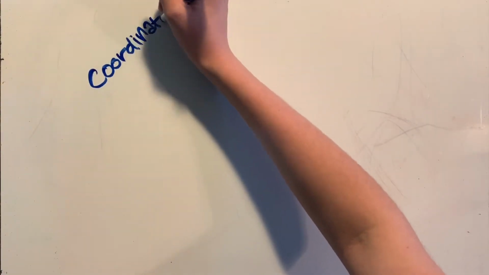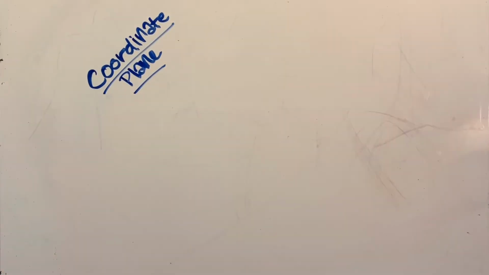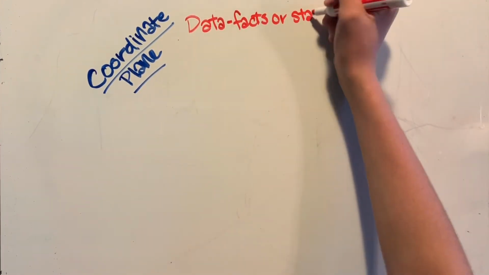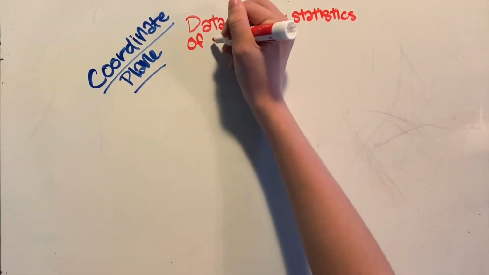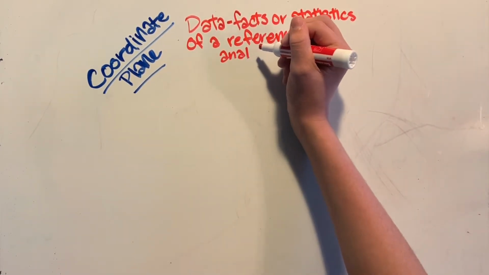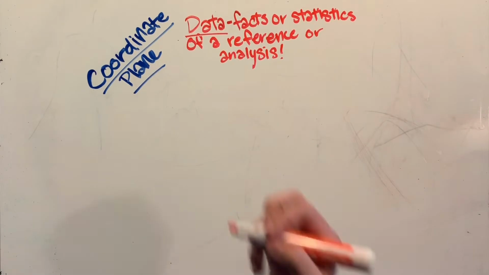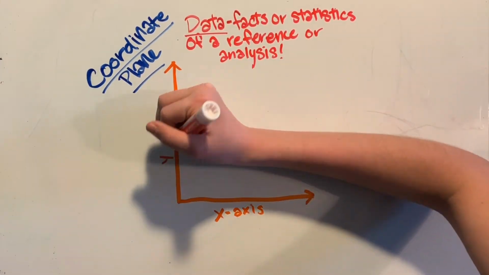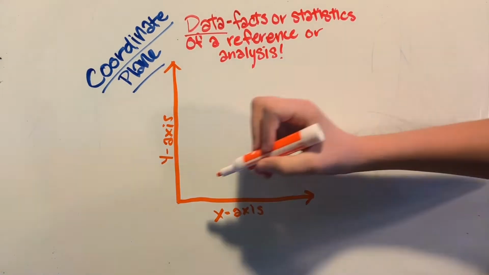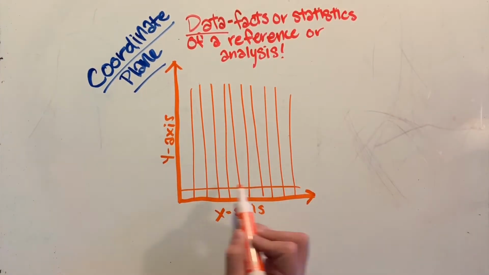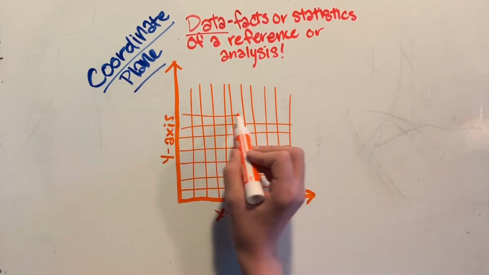Now that we know the difference between the two lines, we are going to be concentrating on what perpendicular lines create: a coordinate plane. Using a coordinate plane is a really easy way to collect data, which are facts or statistics of a reference or analysis. There are two coordinate plane lines. These lines are called axes. First, the bottom line will always be called the x-axis, and the line on the side will always be called the y-axis.